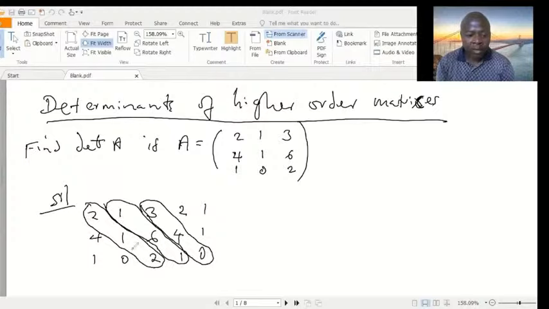So I've identified these diagonals. I want to multiply along this diagonal. This 2 times 1 times 2, that gives us 4. 1 times 6 times 1, that is 6. I said you multiply and add the result. And then 3 times 4 is 12 times 0 is 0. This gives us 10.